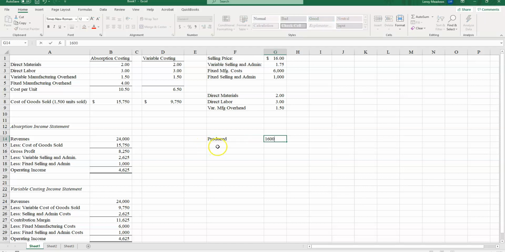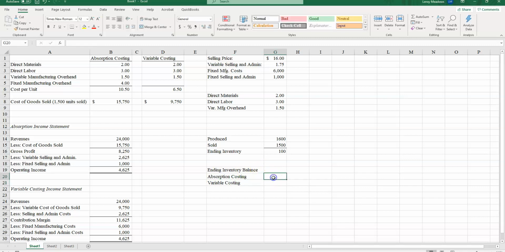So if I had produced 1,600 units and we only sold 1,500, what would my ending inventory be? 100 units. Sorry. And what is my inventory level going to be, my ending inventory balance, under absorption costing versus variable costing?